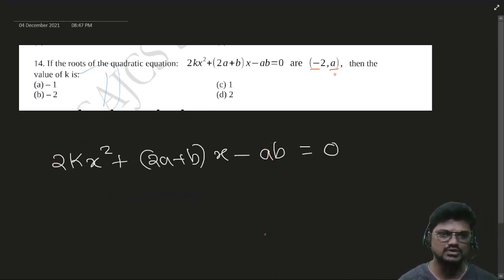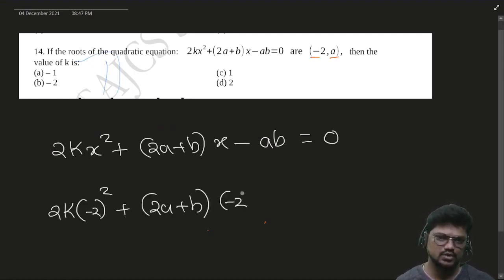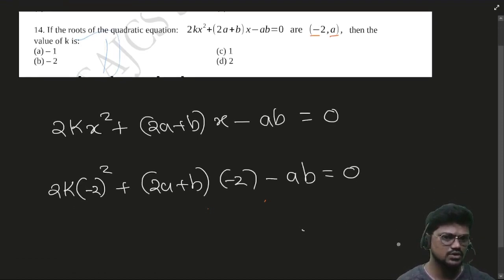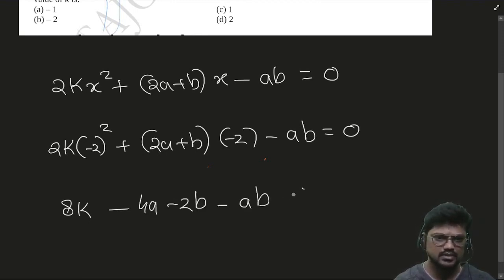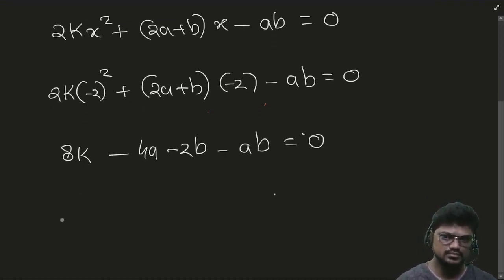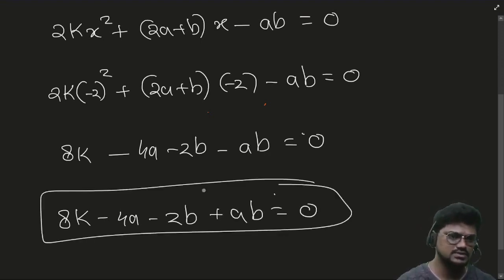Yeah? So if I put minus 2 in it, what do you get? 2k into minus 2 square plus 2a plus b into minus 2 minus ab will be equal to 0. Minus 2 square is 4, 4 into 2 is 8k, plus if you multiply this minus, it will be minus 4a minus 2b minus ab equals 0. So 8k minus 4a minus 2b minus ab equals 0. That's the relation you got. Okay, let's keep it like this.